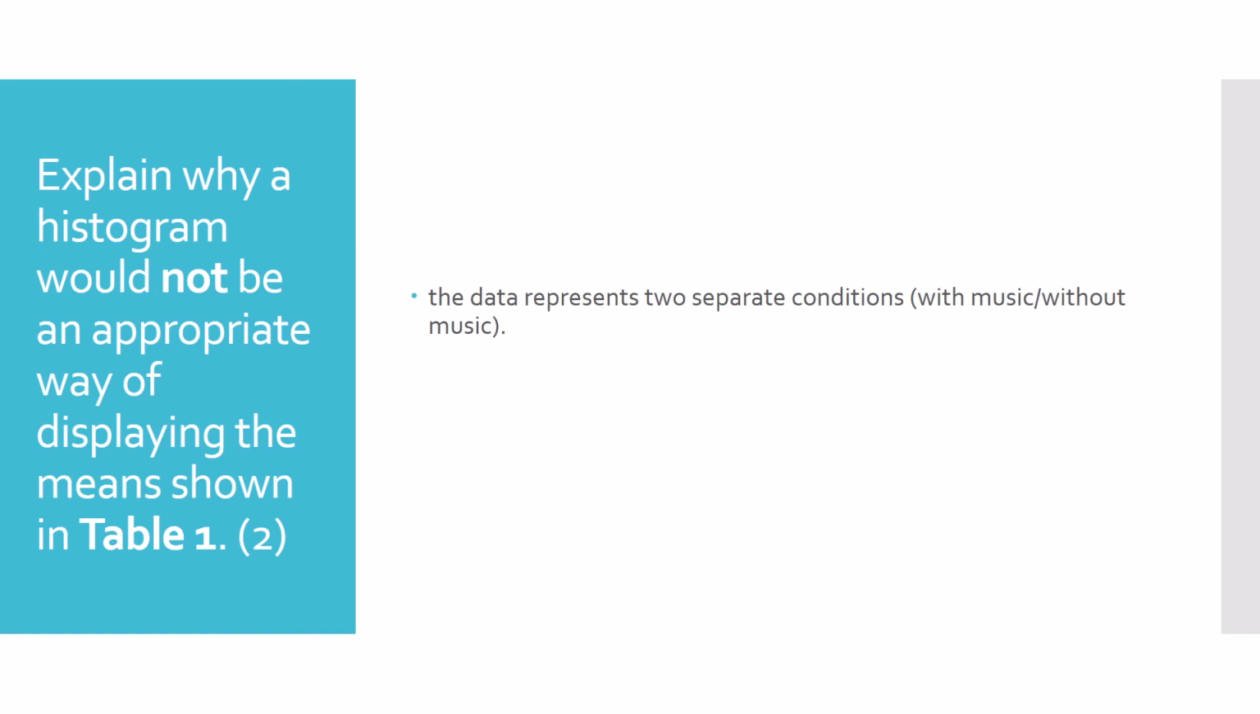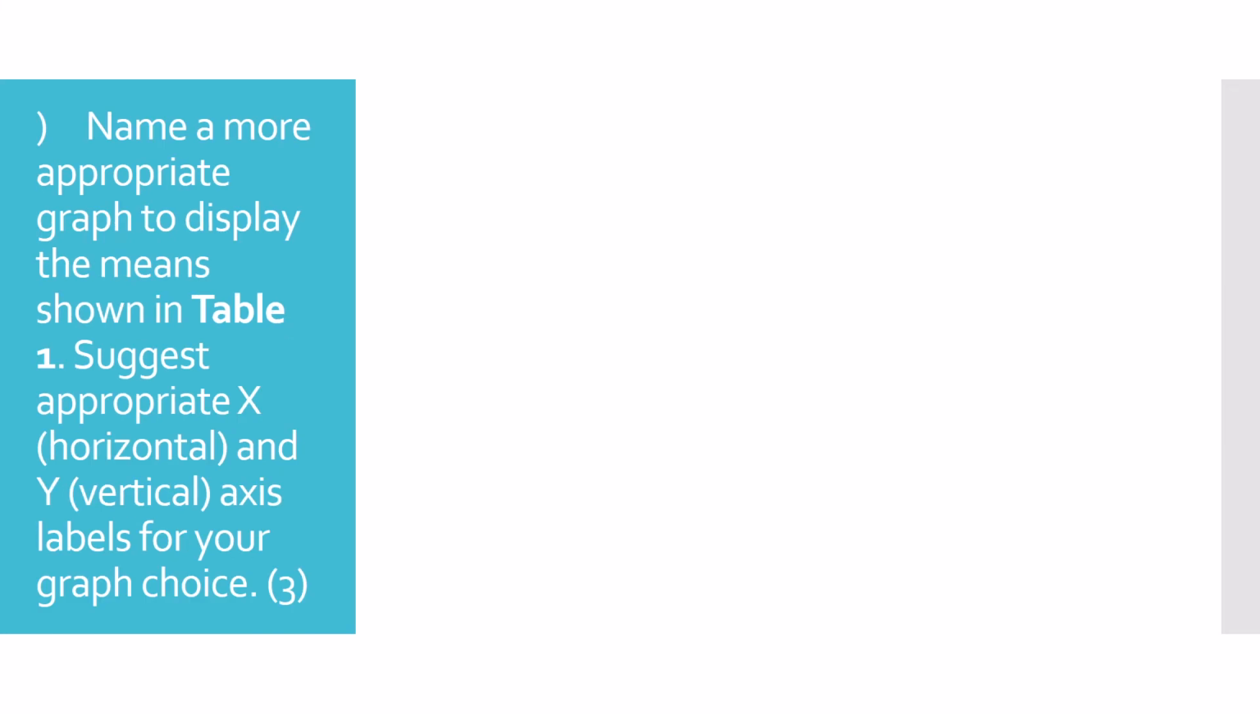So the data represents two separate conditions, with music or without music. You can also accept reference to categorical or nominal data, or if you said the data was not continuous, as long as you explained what that meant in relation to the study. So have you contextualised it? The data is not continuous because it's two separate conditions, therefore it has to be a different type of chart. Don't forget to contextualise, okay?